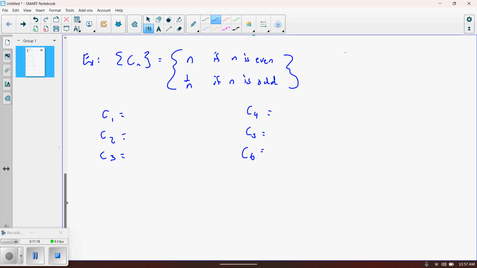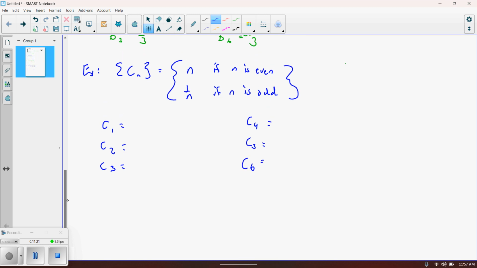And this is actually a really simple one, but it's just written in a slightly different notation because it's written as kind of a piecewise here. So again, if n is even, it's just going to be the n value. If n is odd, then it's going to be 1 over the n value. So when I go to C sub 1, the n value is 1, which is odd, so it's going to be 1 over 1, which of course is just 1. Then if I go to 2, 2 is an even number, so it's literally just going to be that n value. So the second term is 2.